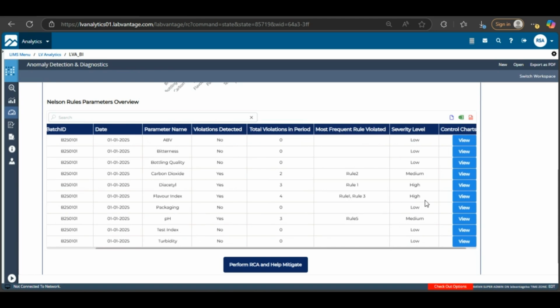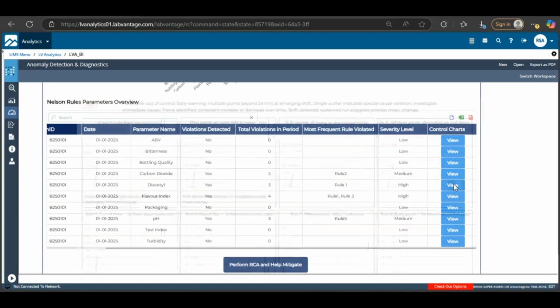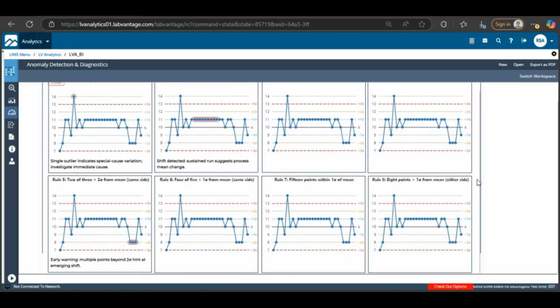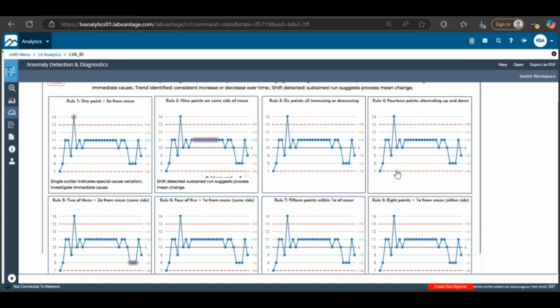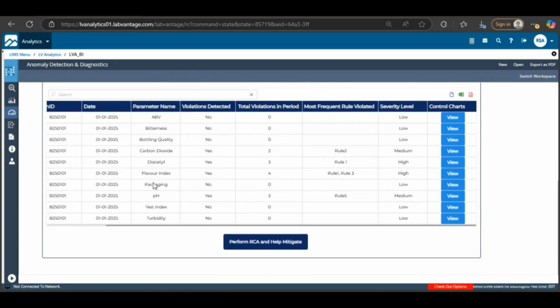To take a closer look at a specific parameter, we click View, which opens a graphical display of all 8 Nelson rules. Red markers highlight where violations occurred. Each chart includes individual rule explanations, along with a summary interpretation at the top, making it easy to understand what went wrong and when. With this module, you can spot quality issues faster, make smart decisions right when they're needed, and keep problems from happening again, helping you stay compliant and keep customers happy.